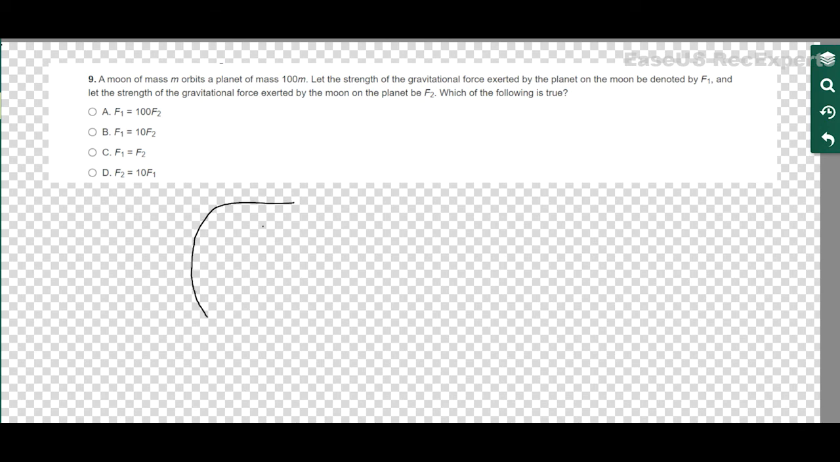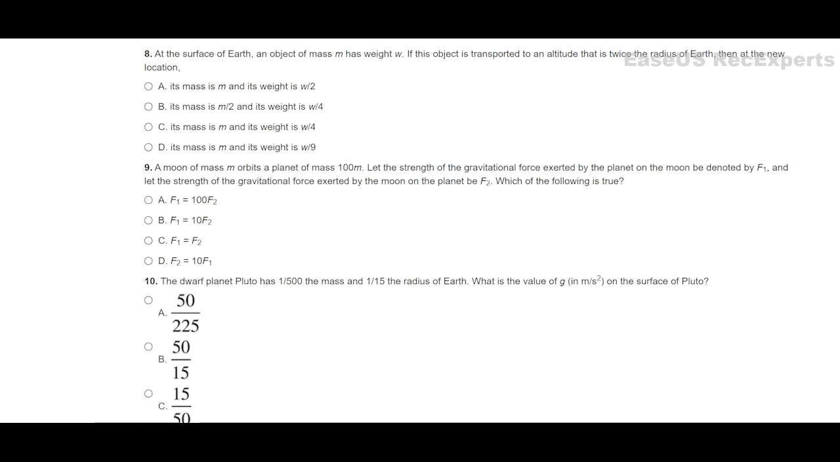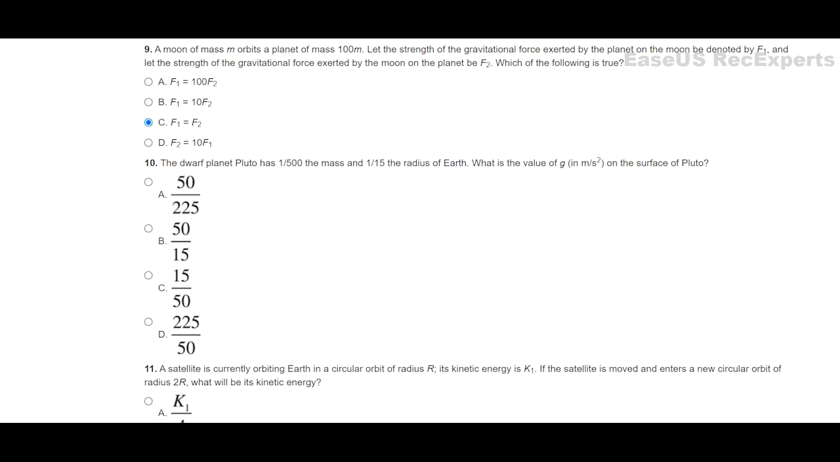So if we have a planet and a moon, this moon is being attracted to the planet, but the planet is also being attracted to the moon at the same force, but because the mass is much larger, this is 100 m, the acceleration of the planet toward the moon is not noticeable, and it does not get affected too much. So because this is an action-reaction pair, our answer is C. They are going to be equal. That is Newton's third law. Every action must have an equal and opposite reaction.